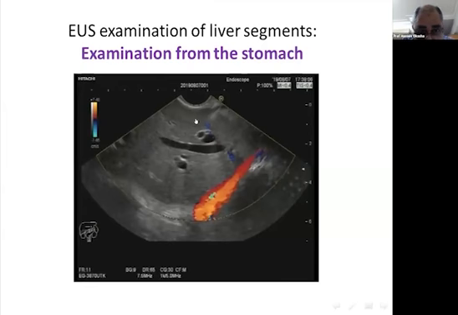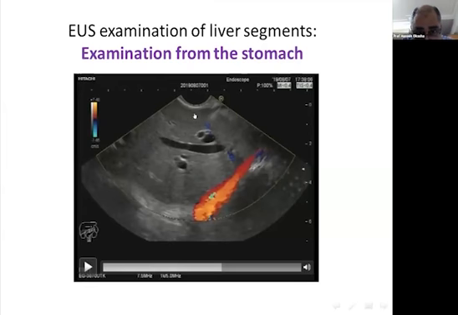Here, as Professor Marco Giovannini tells us, segment 2 is very nice for the rendezvous technique, and very nice for antegrade application of stent. But segment 3 is more suitable for hepaticogastrostomy. Now this is segment 2 and segment 3.